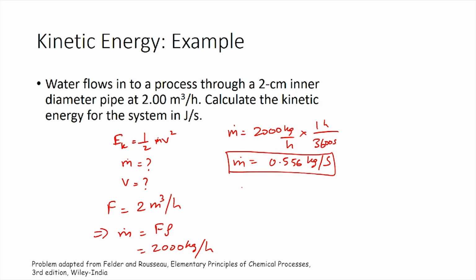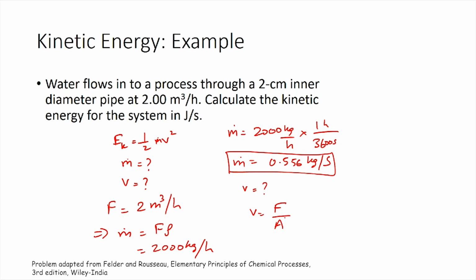Now, we need to calculate the velocity. If you remember, in one of the earlier lectures I had described how we can calculate linear velocity from volumetric flow rate. What we need to do is divide volumetric flow rate by cross sectional area to get the linear velocity. So, we will do that. Velocity is equal to volumetric flow rate divided by cross sectional area.